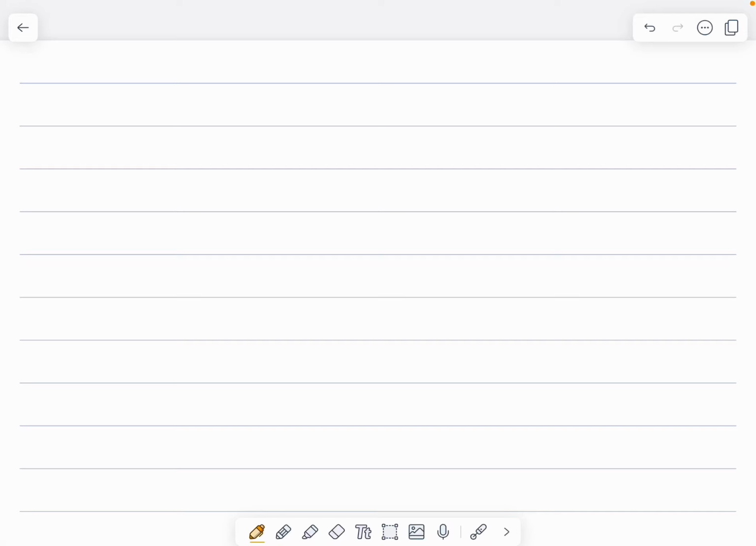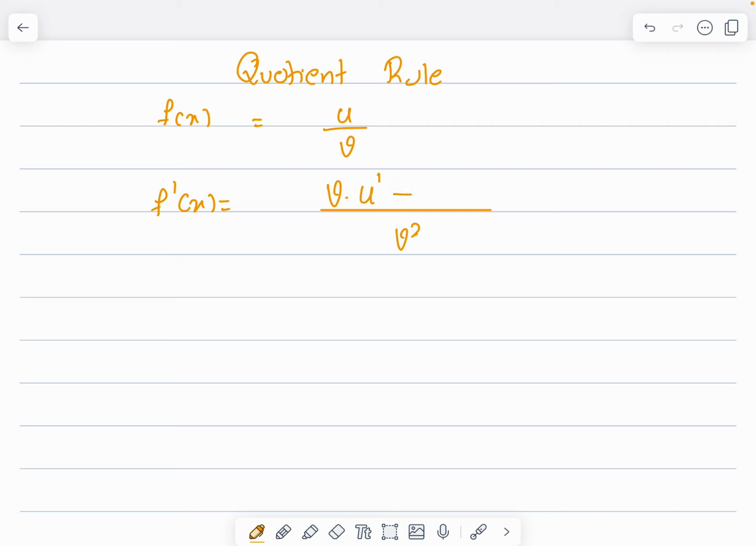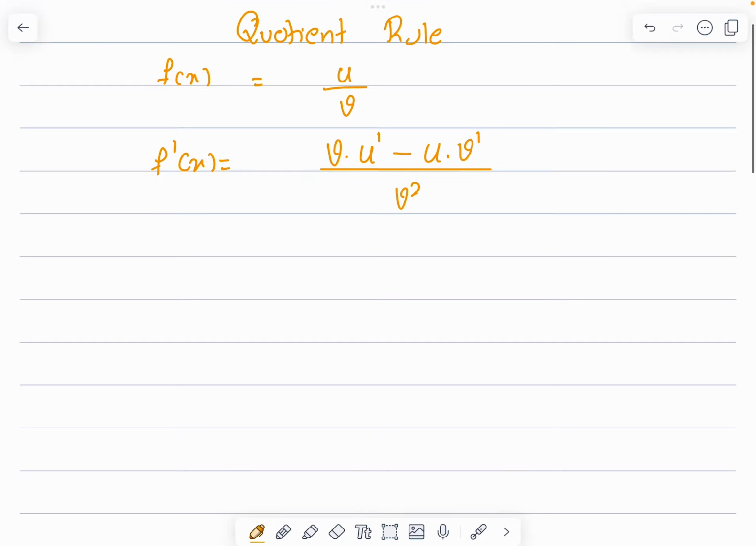This is a video based upon differentiation and especially the quotient rule. We are going to learn a concept called the quotient rule. F of x is a rational function, with a numerator and a denominator, two functions. How am I going to find the derivative of that? Write the square of the denominator below, and above it the denominator times the derivative of the numerator, minus the numerator times the derivative of the denominator. If you remember this formula, then it will be easy to do.